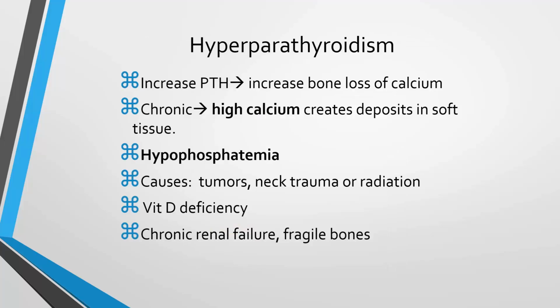Now we're going to look at both hyperparathyroidism and hypoparathyroidism. So for hyperparathyroidism, there's an increase in PTH, which increases the bone loss of calcium. Chronically, high calcium creates deposits in soft tissue.